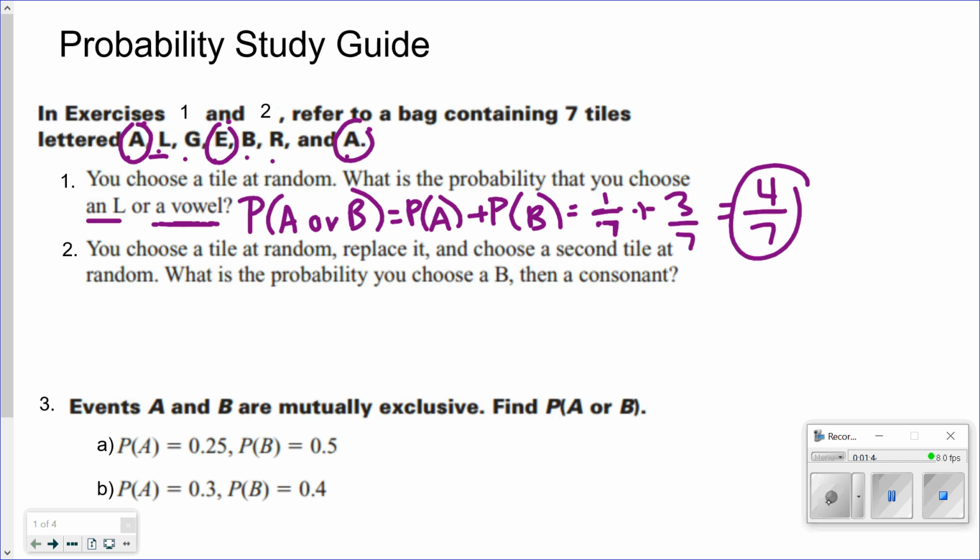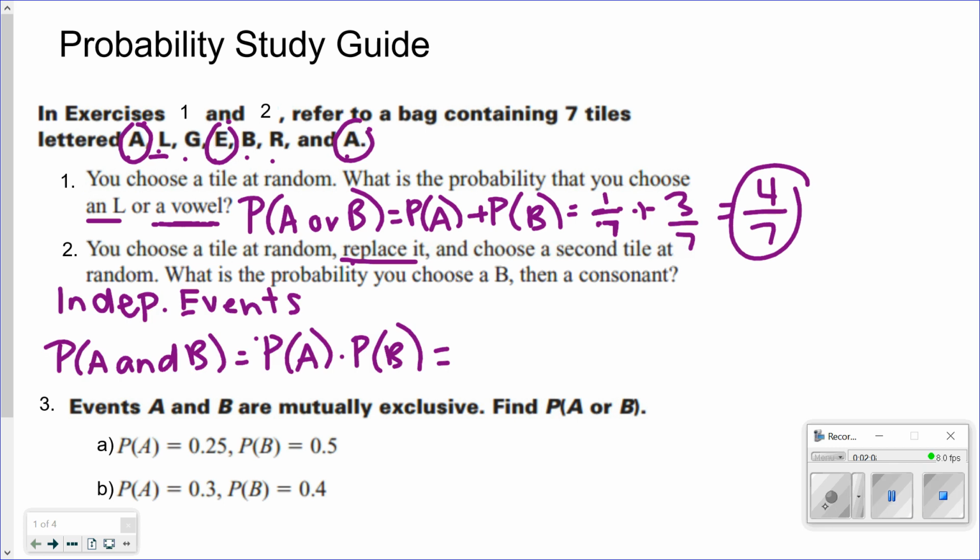Number 2, you choose a tile at random, replace it, and then choose a second tile at random. What's the probability that you choose a B and then a consonant? For this, our keyword is "replace it." Because we choose a tile, look at it, put it back into our bag and choose another tile, these two events are independent events. So our equation for independent events is the probability of A and B is equal to the probability of A times the probability of event B.